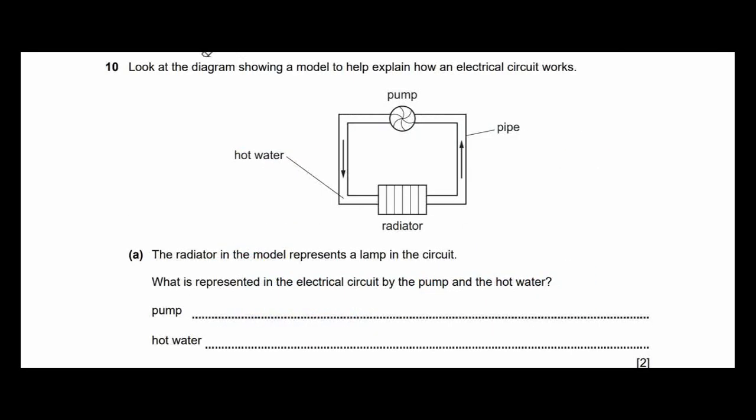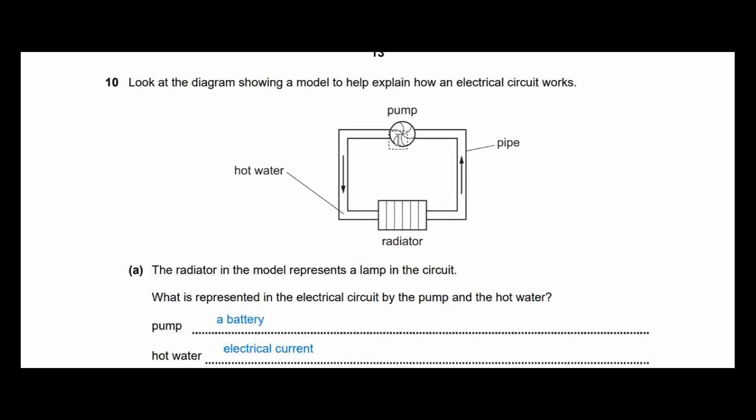Next, question 10. Look at the diagram showing a model to help explain how an electrical circuit works. A. The radiator in the model represents a lamp in the circuit. What is represented in the electrical circuit by the pump and hot water? Alright, let's open up the answer. The pump is a battery or cell. Hot water is electrical current.